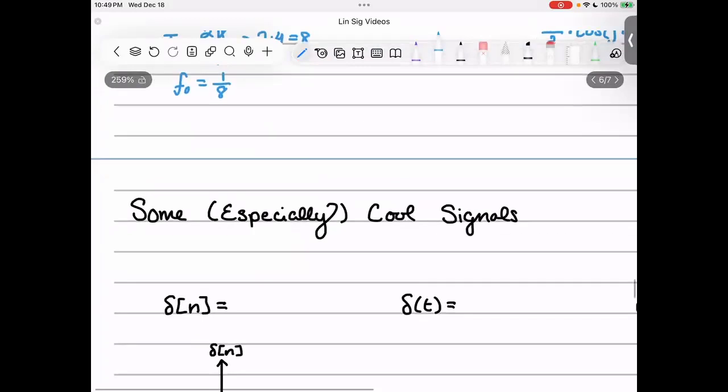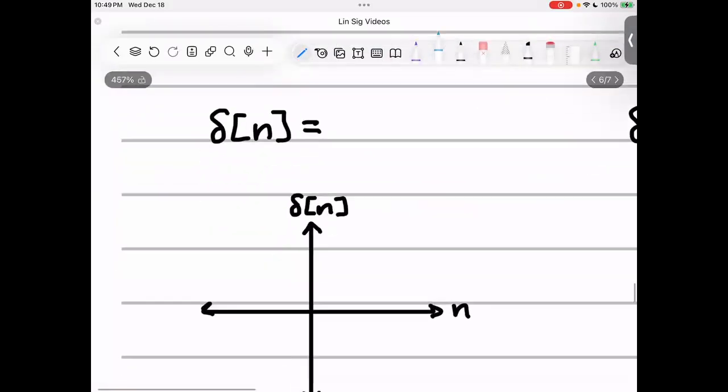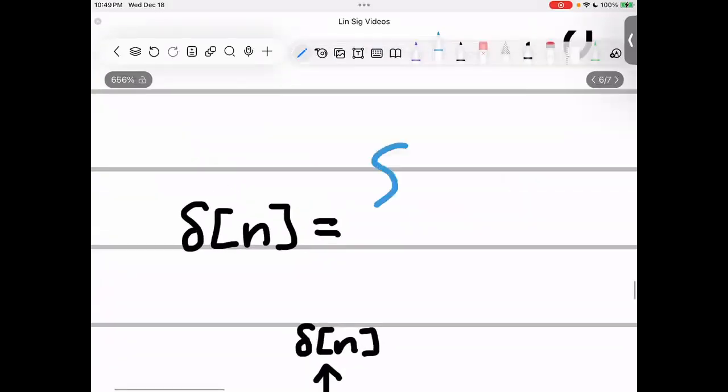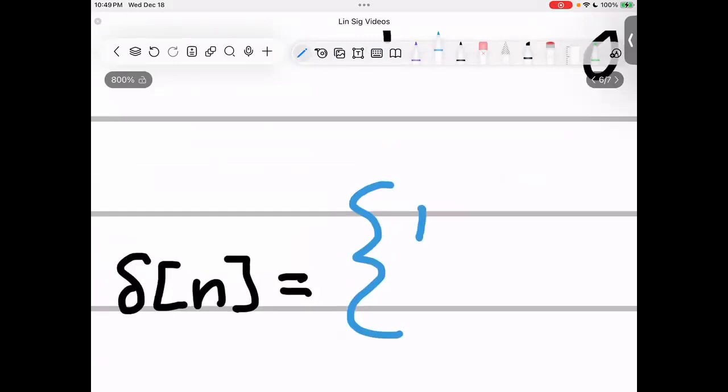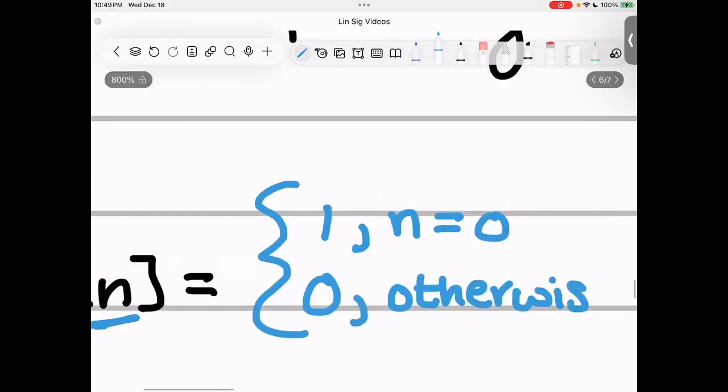Let's take a look now at some especially cool signals that allow us to do some pretty funky things in LINSYG that you wouldn't see in other classes, which is why this class is so fun. You have something called the unit sample, also known as the delta function, and this function has a value of 1 when the thing inside of these brackets here is equal to 0, and only then. Everywhere else, it has a value of 0.